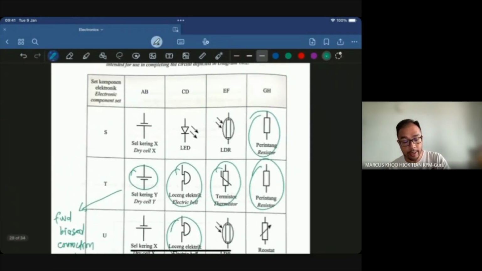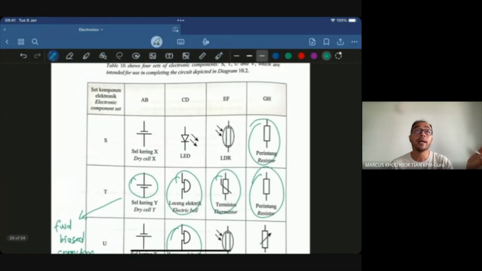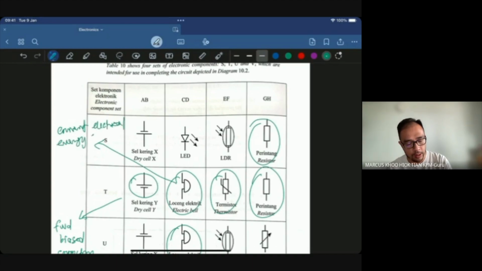Okay, the electric bell is... what do we do just now for the alarm? Convert the electrical energy to sound energy. Okay, convert electrical energy to sound energy.